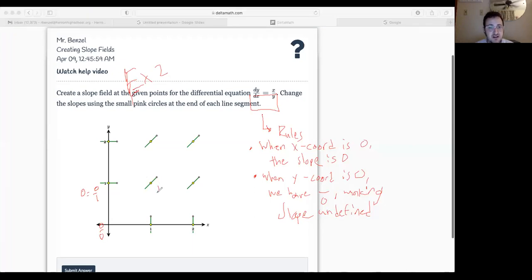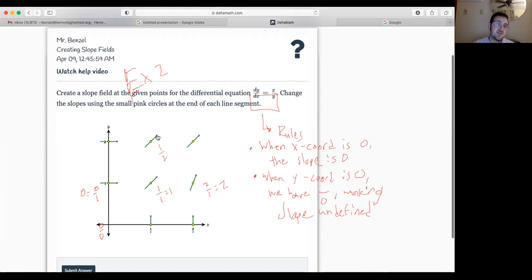So for 1/1, that is equal to 1. And then over here, I have 2/1, which is equal to 2. So you want to go a little bit steeper when you get that more positive number, and you'll just want to approximate it. And then up here, we have 1/2, which is going to give you something a little bit less steep than what we estimated our slope as 1. And then over here, our slope is 2/2, which is just 1. And actually that gives us a completed slope field.